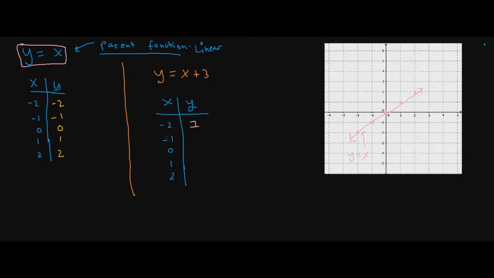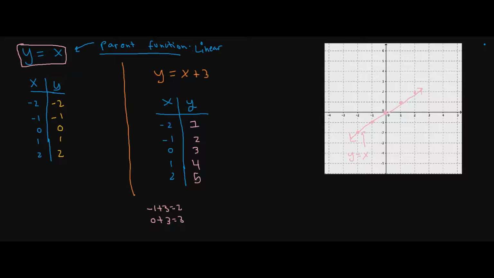Now I'll take -1 and plug it in. -1 plus 3 is +2. I take 0 and plug it in for x, 0 plus 3, and that's going to give me 3. Then 1 for x, and we get 1 plus 3, which is 4, and obviously we're going to get 5 down here. You can verify them.